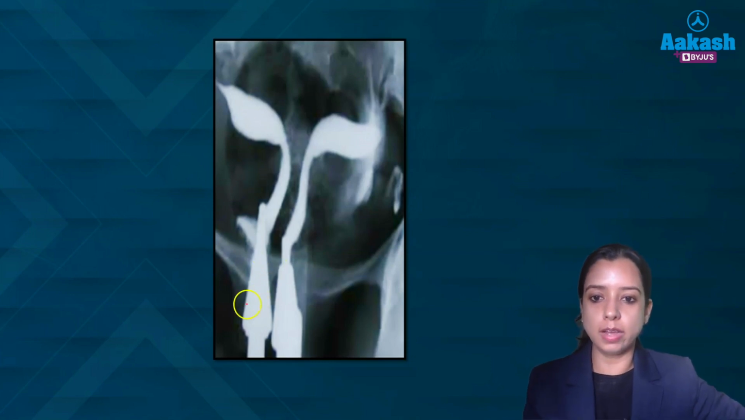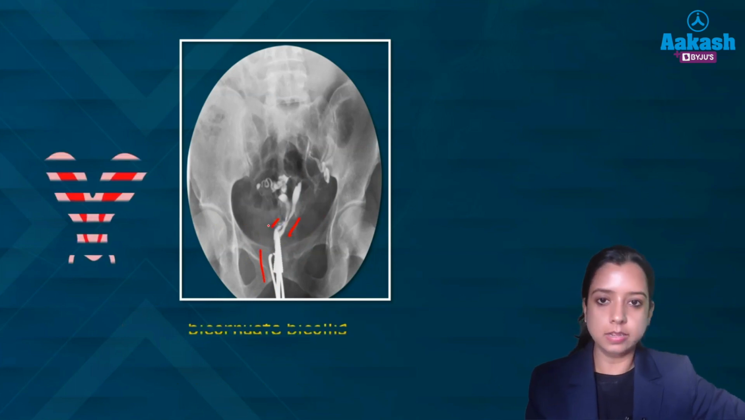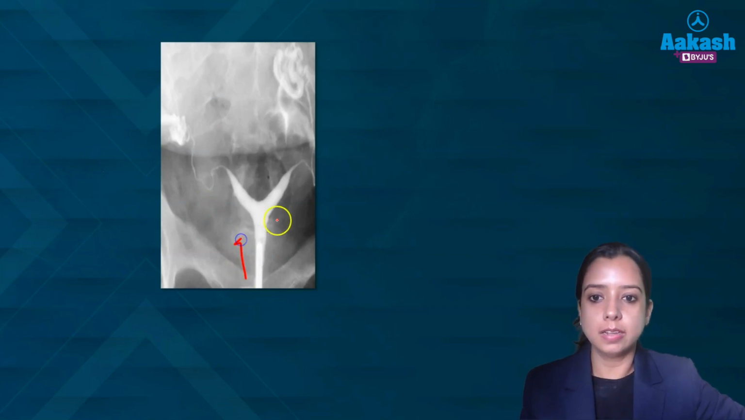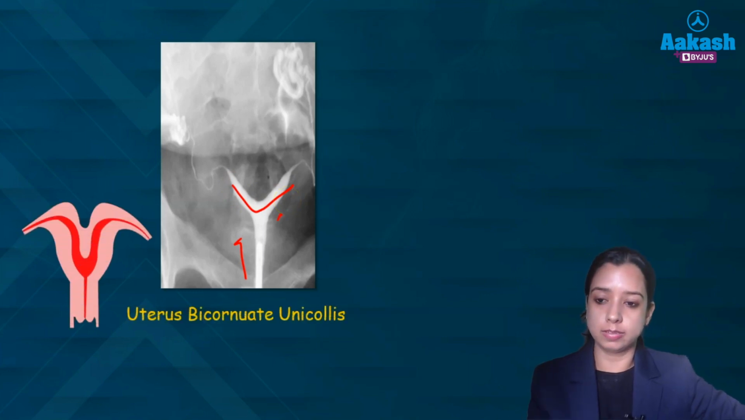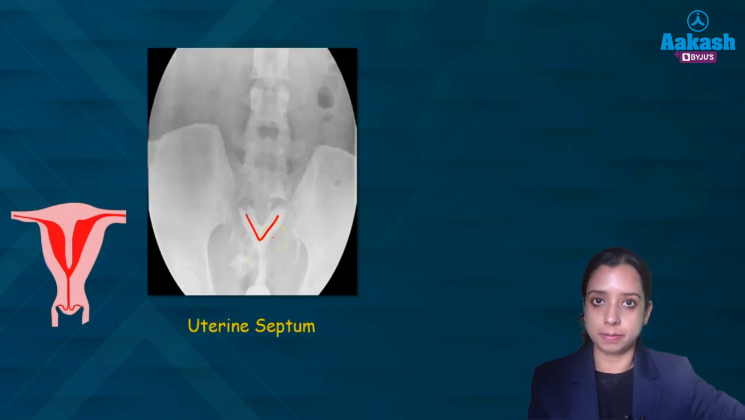Now what is this? See, can you see 2 cannulas? So 2 vaginas. Simple. Uterus didelphys. Here, single vagina. But can you see 2 cervices? It is uterus bicornuate bicollis. Now here, single vagina, single cervix, but 2 uterine horns. Can you see how far they are? This is uterus bicornuate unicollis. Uterine septum, again, a very similar picture like this, but the horns are close by, at an acute angle. This is uterine septum. Okay.